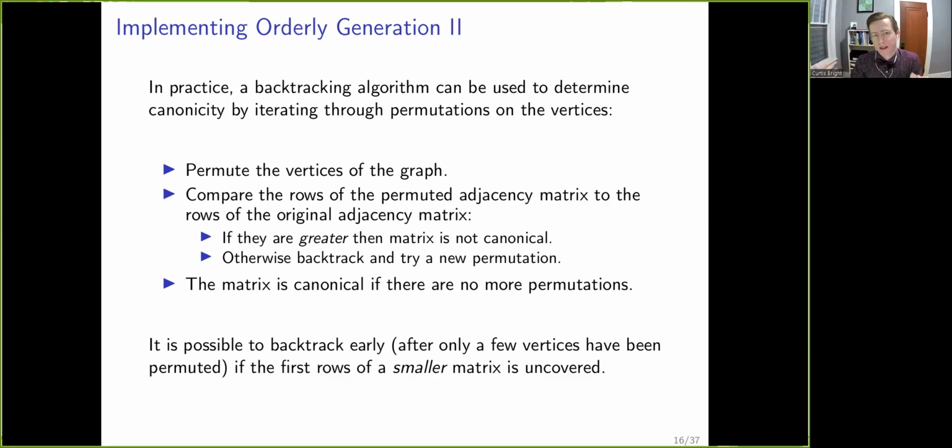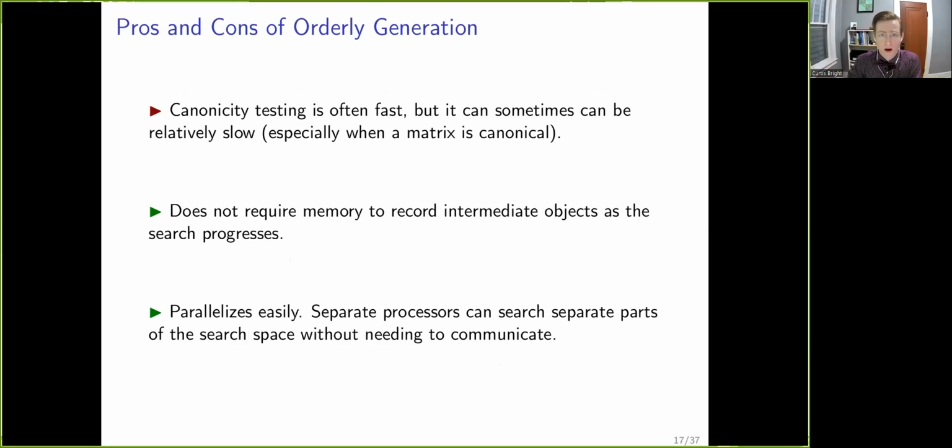But again, this is a difficult problem. It'll be relatively fast usually, but sometimes it'll be relatively slow. So that's the main downside of orderly generation. The upside, however, is that you don't have to be keeping around a table of recorded objects, right? Because every test is done locally, right? It's a local test of this specific adjacency matrix that you're looking at.